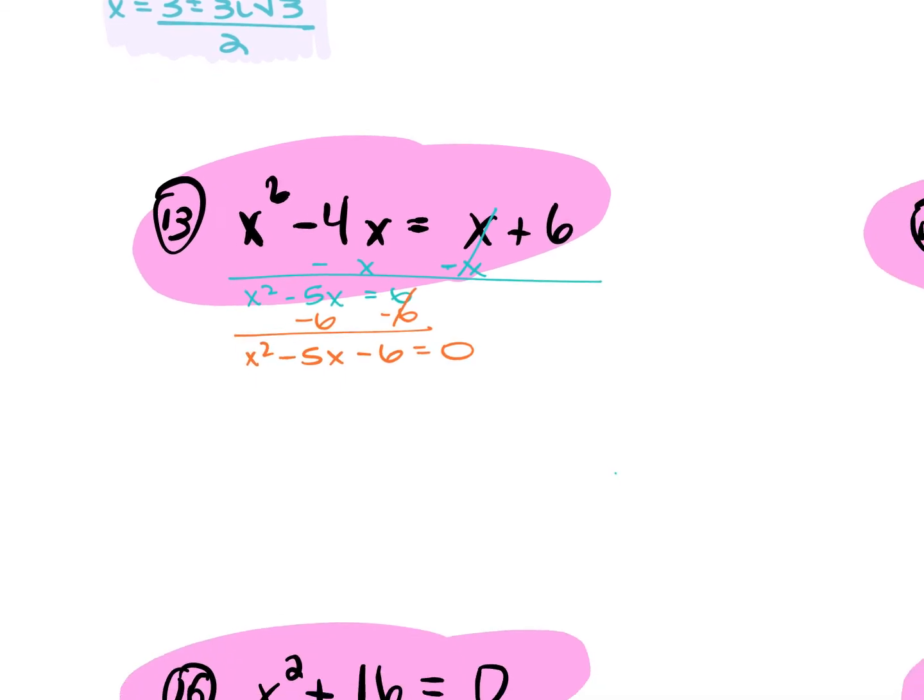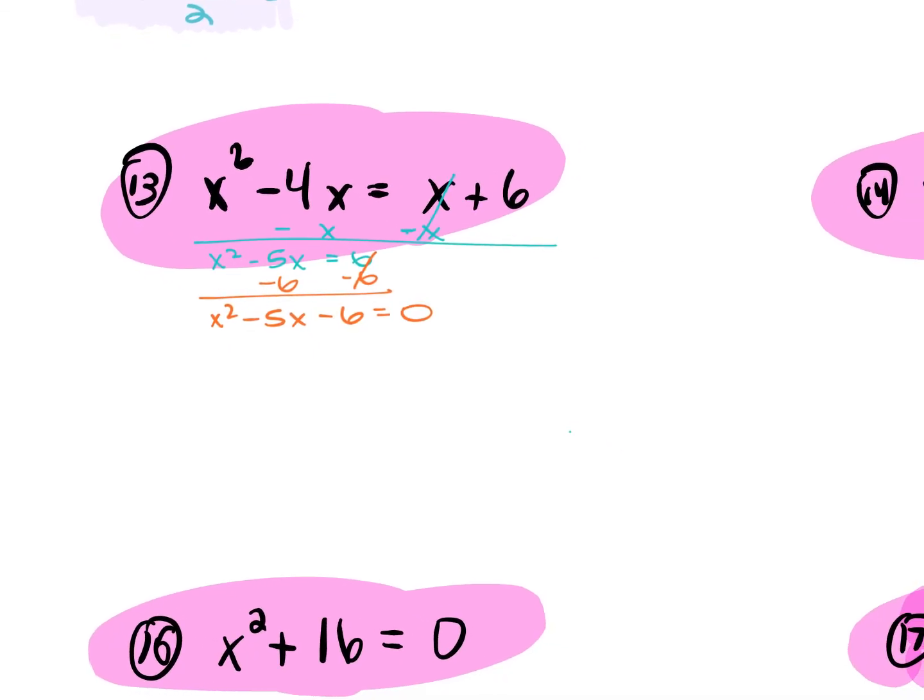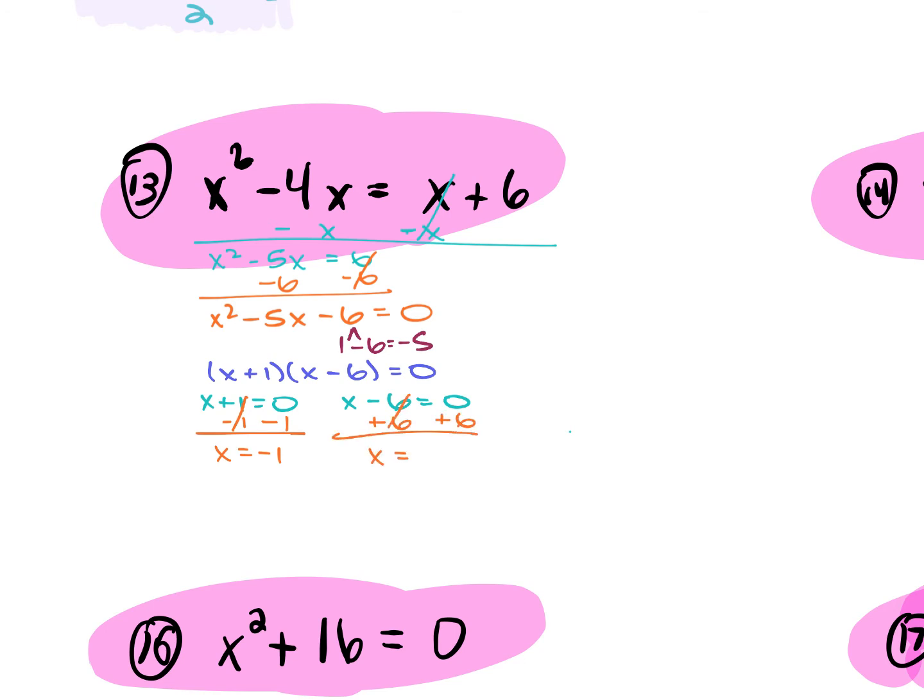Do we have factors of negative 6 that add up to be negative 5? Negative 6 and positive 1, right? So this factors out to be x plus 1 times x minus 6 is equal to 0. From here, remember, we set each part equal to 0 and we solve. So it's going to be x plus 1 is equal to 0 and x minus 6 is equal to 0. For the x plus 1 is equal to 0, subtract your 1 from each side. You have that x is negative 1. For the x minus 6 is equal to 0, add your 6 to both sides, and you have that x is also 6.